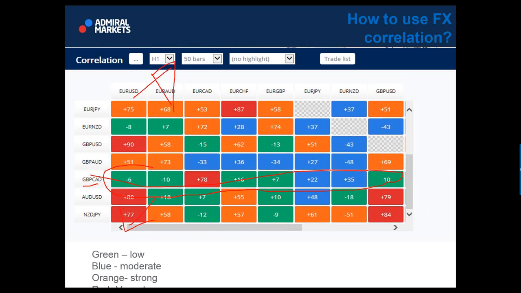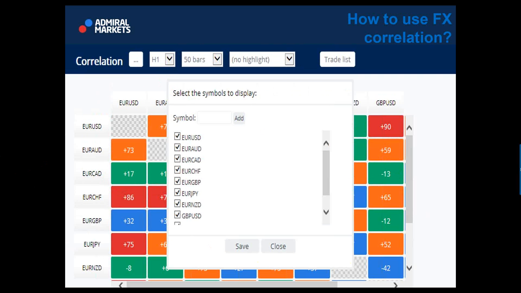So, Stella is asking, how can we get this correlation all the time? Stella, you need to have a live Admiral Markets account. Then, when you open a live Admiral Markets account, you just need to go to your trading room and download Admiral Markets Supreme Edition. Then you will find it under Experts. It's called Correlation Matrix. You just need to open Correlation Matrix, and you will see it's great, really. Okay.